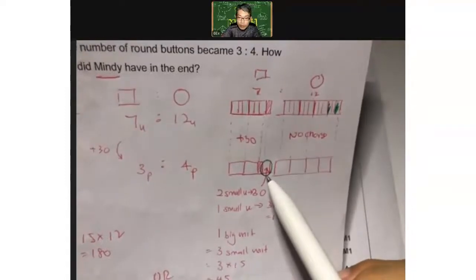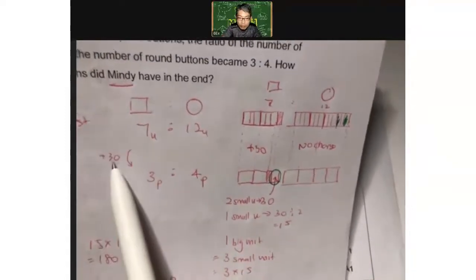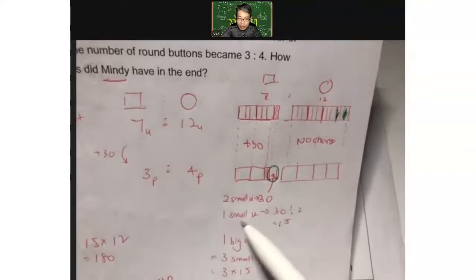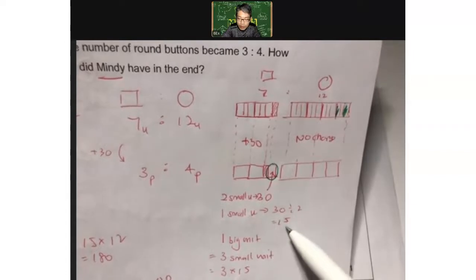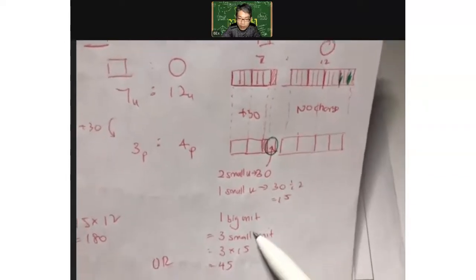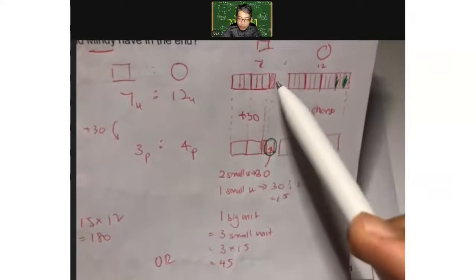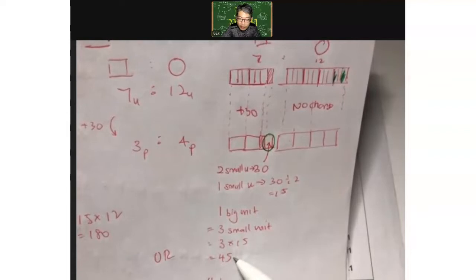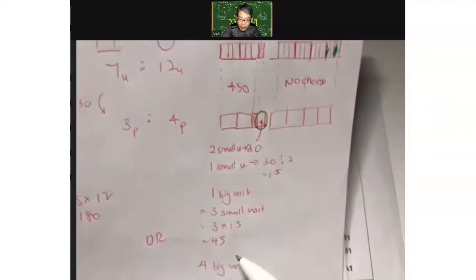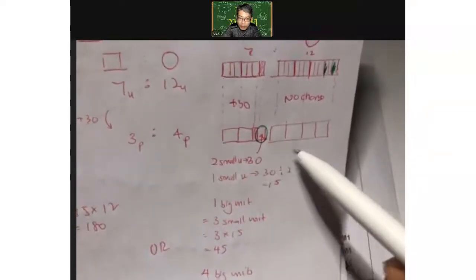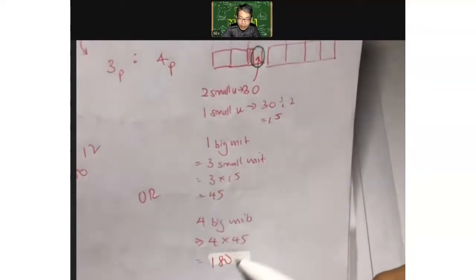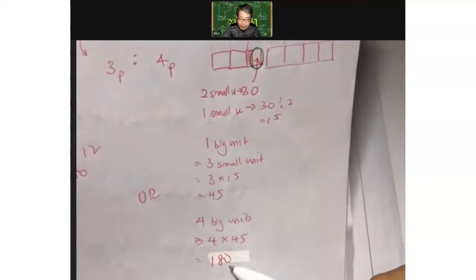If 2 small unit is the amount added to form the 3 big units, that means that 1 small unit is 30 divided by 2, that's 15. 1 big unit would be 3 small units, as you can see here. And that will be 3 times 15 is 45. I'm supposed to find out how many round buttons you have in the end. Round buttons will be 4 big units. So if 1 big unit is 45, 4 big units will be 4 times 45 is 180.